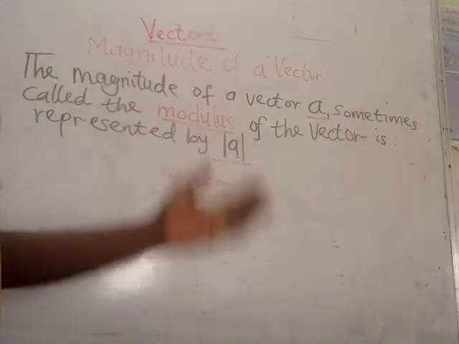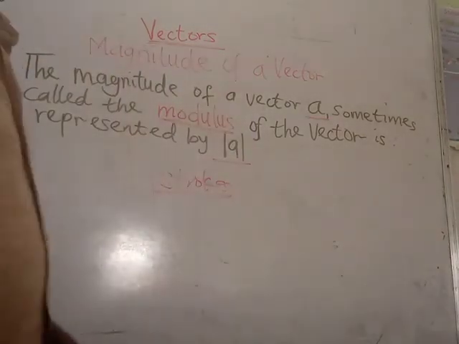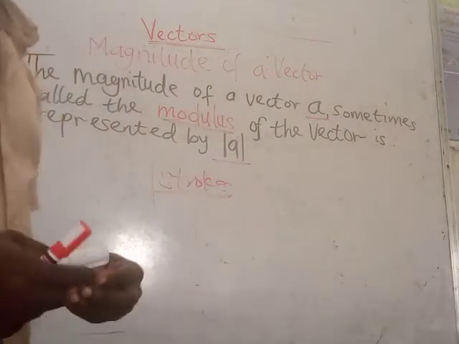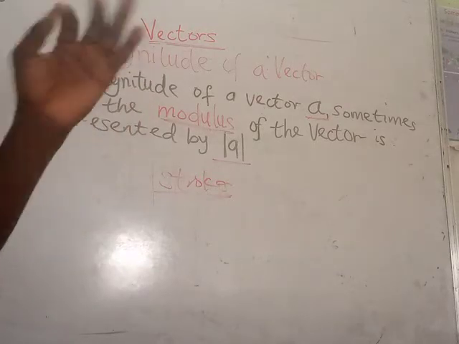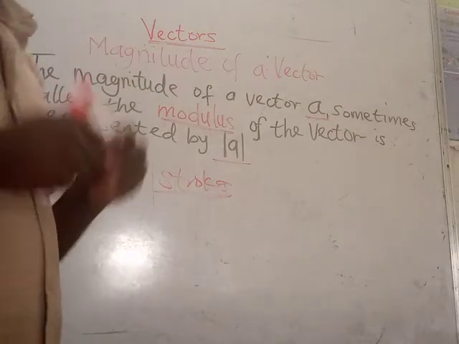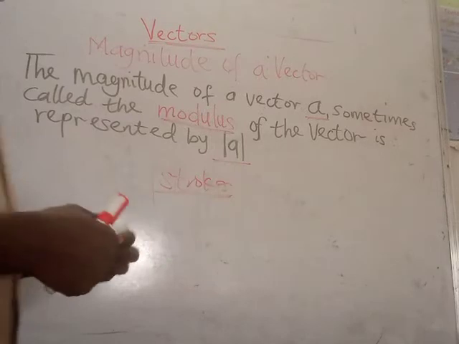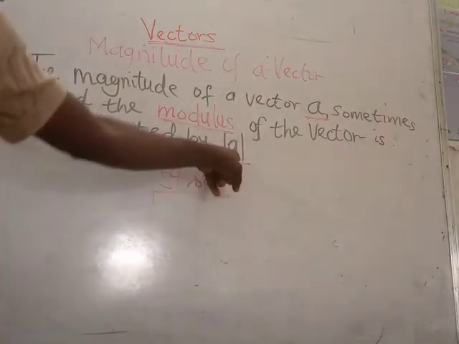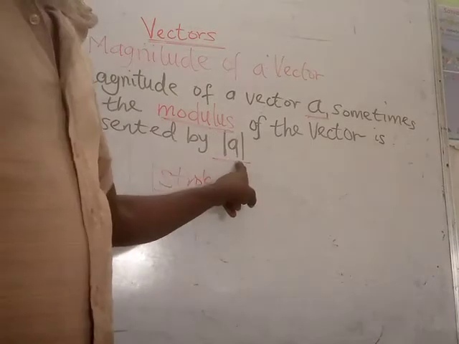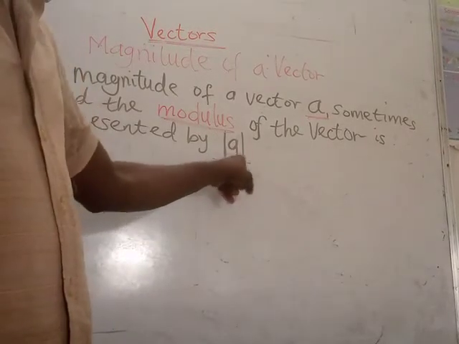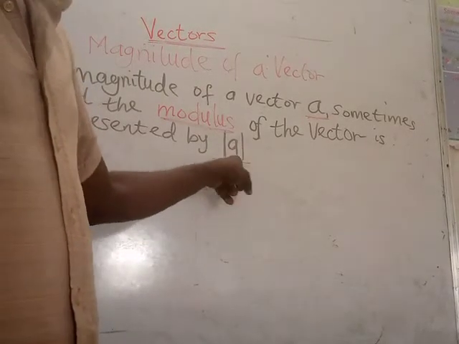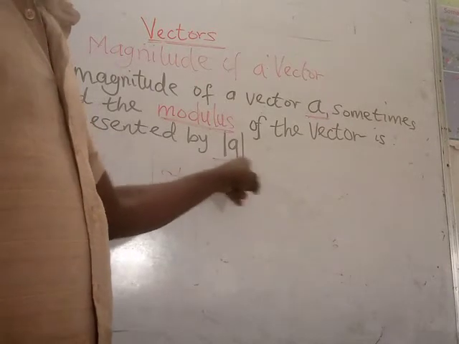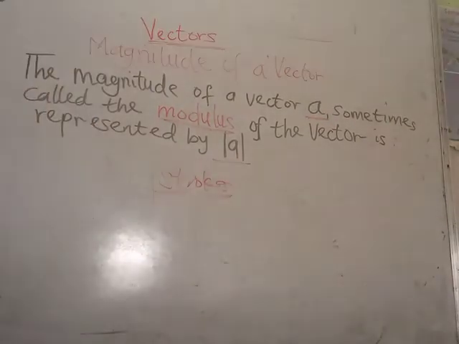It gives the size of that vector, and it is also known as the modulus, just like finding the absolute values of numbers. So this is the modulus, or the magnitude of the vector. It represents the magnitude of a vector A enclosed in between 2 strokes.